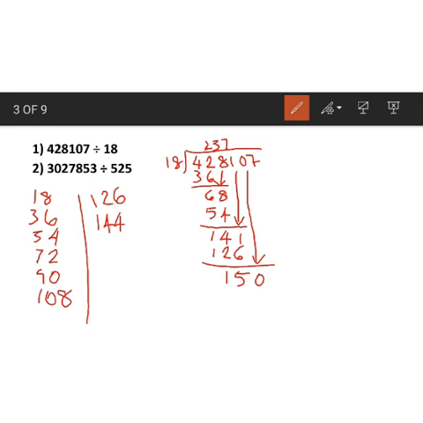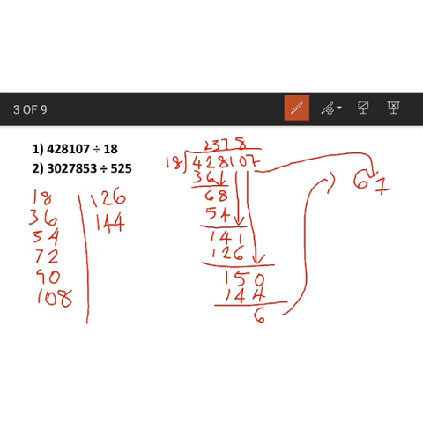So we'll write 8 in the quotient part just above the 0, and 144 just below 150. So we'll get the remainder as 6. Now I'll write it here as there is no space here. So it will be 6 here. And we have to bring this 7 down here, so that this is 67.